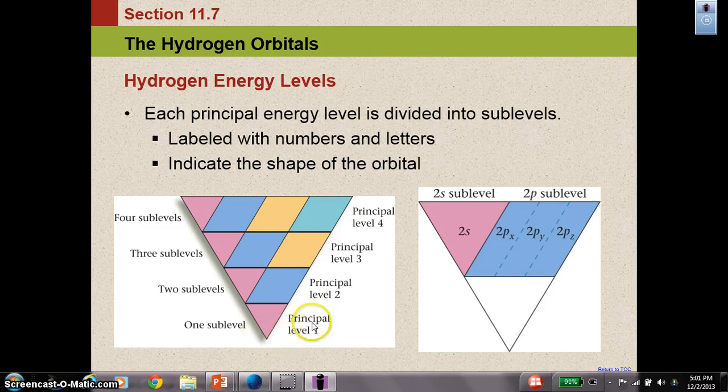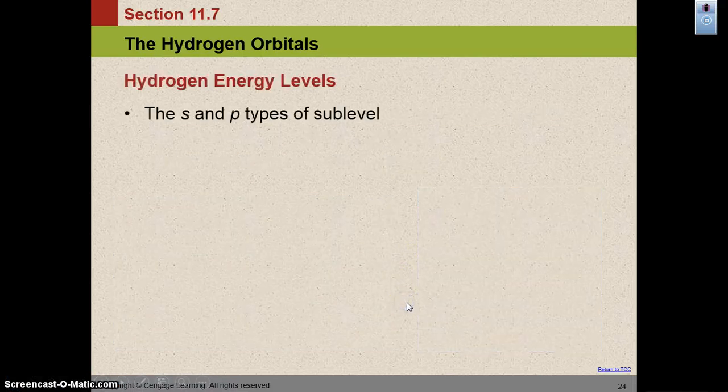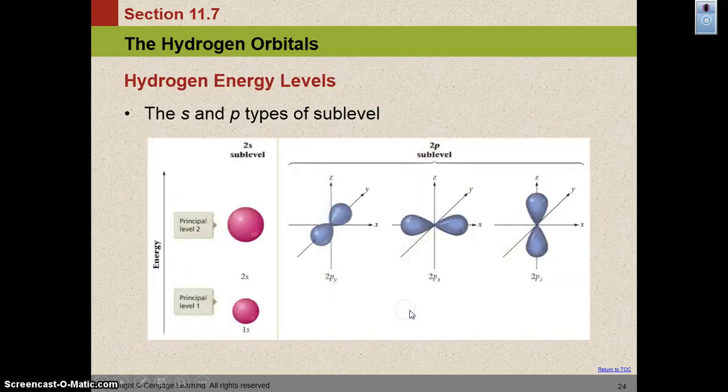In principal energy level 1, which is the one closest to the nucleus, there's only one sublevel. In principal energy level number 2, there are 2 sublevels. In 3, there are 3 sublevels. In 4, there are 4 sublevels. Within principal energy level number 2, we have the s orbital and the p orbital. And we're going to talk about what those look like in just a minute. The s and the p types of sublevels.